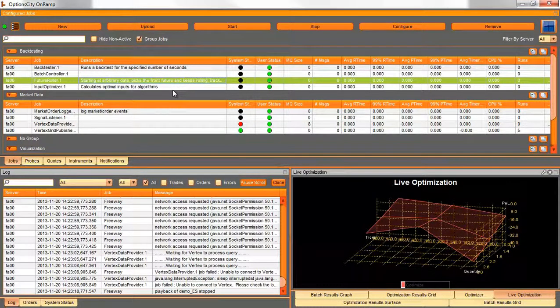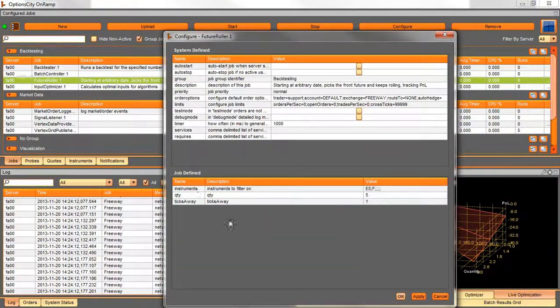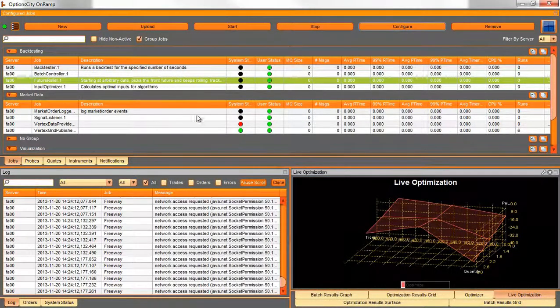The way our system is architected, you write the algos themselves independent of worrying about any kind of optimization. We then have this optimizer job that will control this future roller and control all the playback of it, so it'll play it again and again and again for all the parameters that you set. As it's doing it, you'll see the graph become built and populated with the data that's coming in. With any of these, you can very quickly configure the job and configure the parameters right from the main interface.